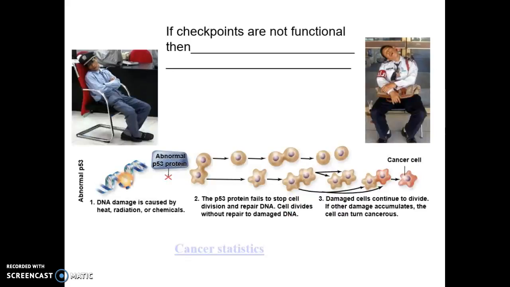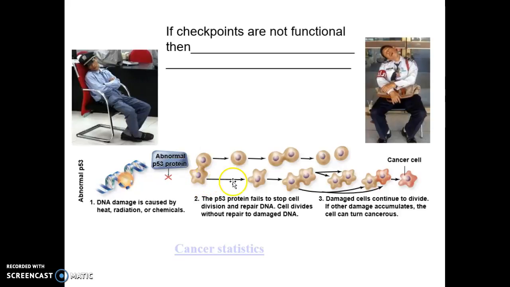Now, if the checkpoints are not functional, then the cell may continue through the process, but they will produce abnormal cells. So imagine your security guards are sleeping, and you walk up to the gate, you go right through security, they don't check anything, and you're on the wrong plane. Well, same thing can happen in our cell. If the p53 gene, that protein, is not correct, it misses the mistakes. It allows a cell that is different to continue through the cell cycle. So the abnormal p53 gene doesn't catch this mistake here. It fails to stop the cell division and fix it and repair it.